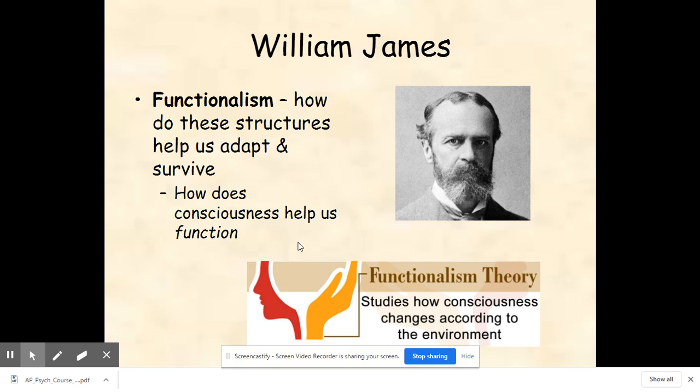So it's not something that's solid. It's something that is always changing and evolving to help us survive. That's really all you need to know about functionalism.